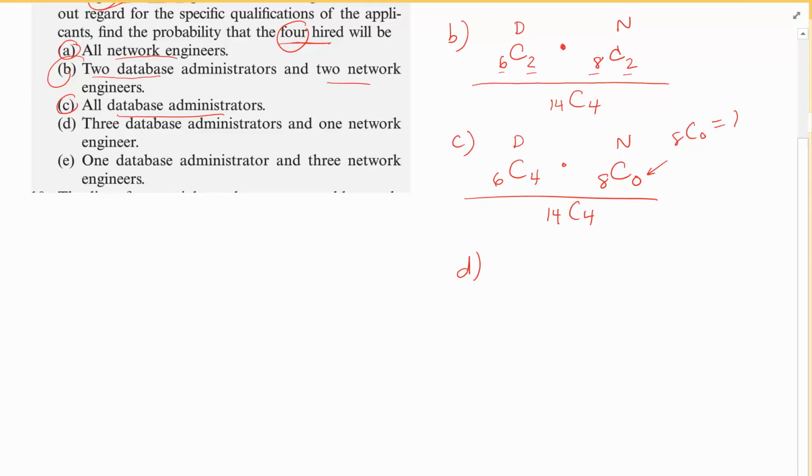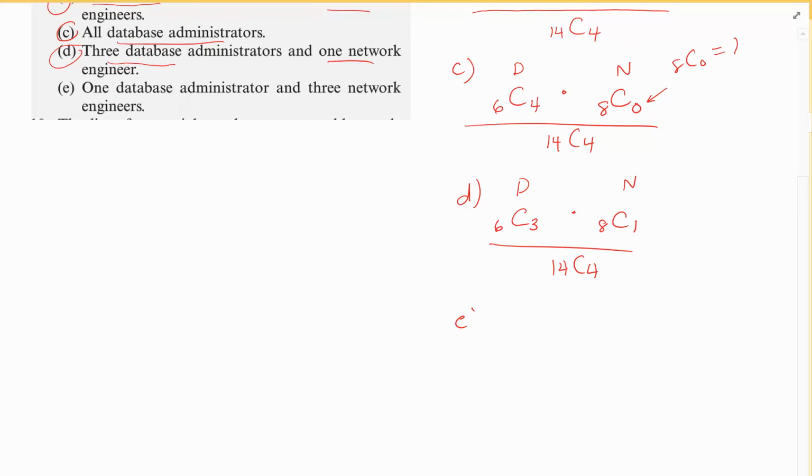For D, 3 database and 1 network. So I have my database combination and my network combination. I have 6 to choose from, 8 to choose from. If I want 3 database, so 6 choosing 3, and 1 network, so 8 choosing 1. Denominator 14C4. And the last one, 1 database and 3 network. So that's going to be 6C1, and that's going to be 8C3 over 14C4.